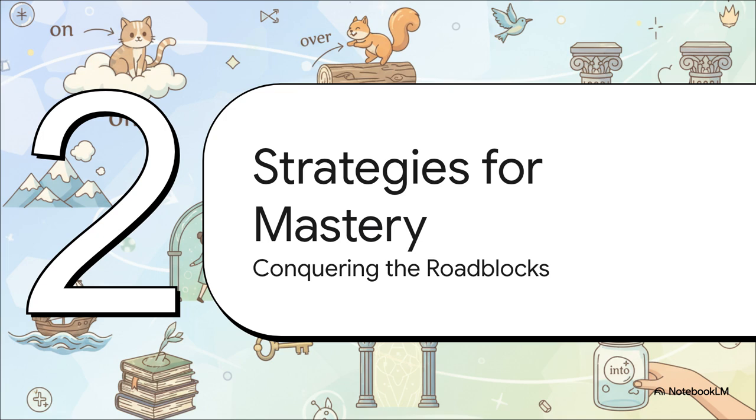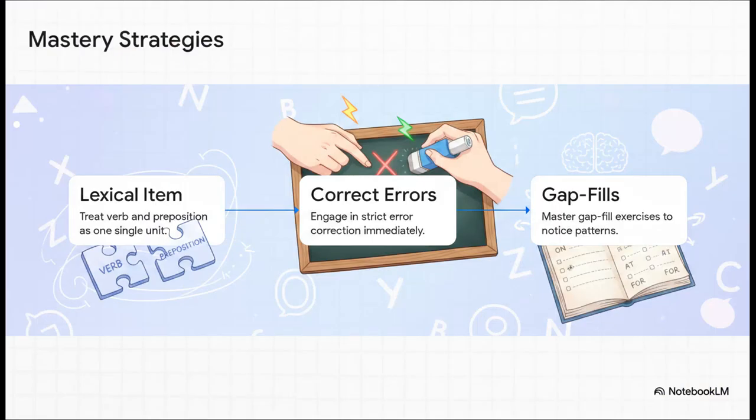How do we actually conquer these grammatical roadblocks and make sure we don't just freeze up during a conversation or an exam? So, the crucial point is this. Strategy number 1 is to completely change how you study. Do not learn a verb and then try to remember its preposition later. Treat the verb and its dependent preposition as one single, unbreakable lexical item. When you learn depend, you must learn depend on, as if it's one single word.